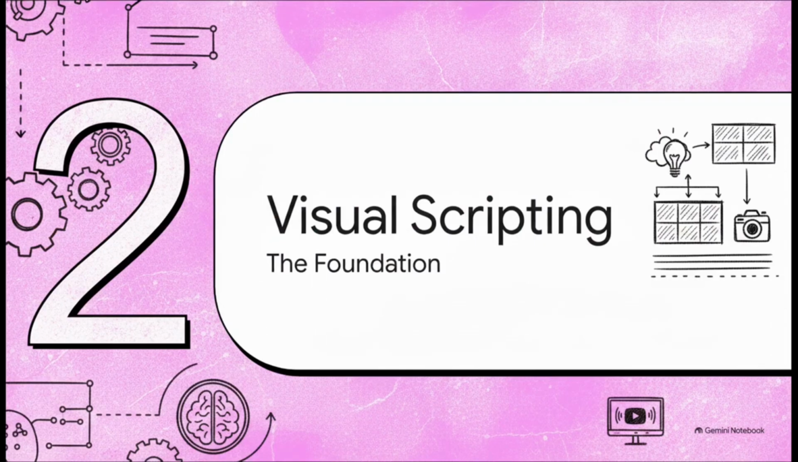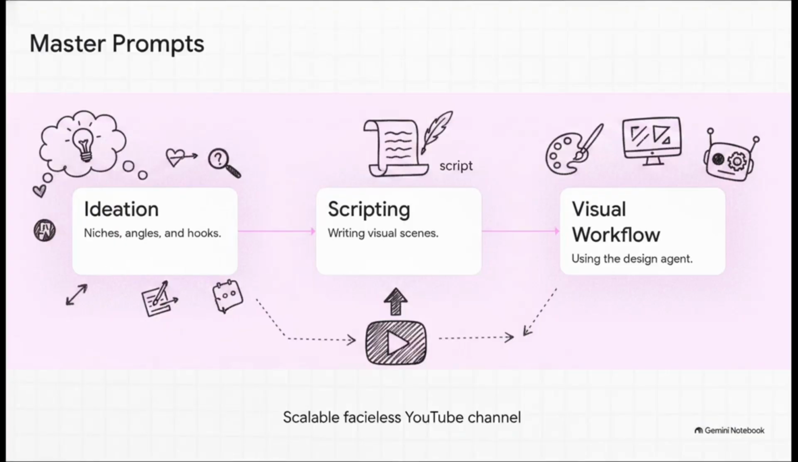Moving right along to Section 2, Ideation and Visual Scripting, the foundation. This whole workflow relies on a tight chain of 3 master prompts. First up, the ideation prompt brainstorms your niches and emotional hooks. Once you nail down a specific angle, say the psychology of saving, you feed that into the scripting prompt, which literally writes out your visual scenes. And finally, the visual workflow prompt translates that script for a design agent to actually generate the assets. It is a completely seamless handoff from a raw idea to a structured visual blueprint.